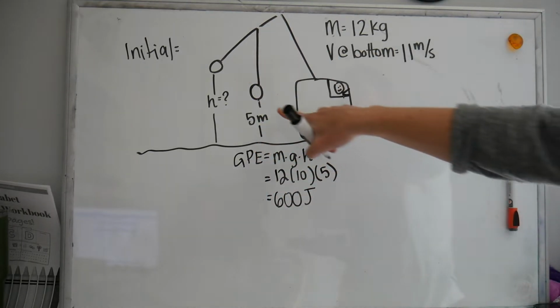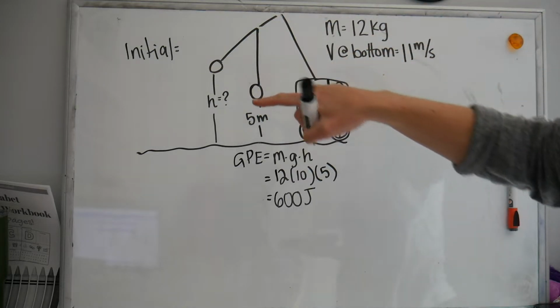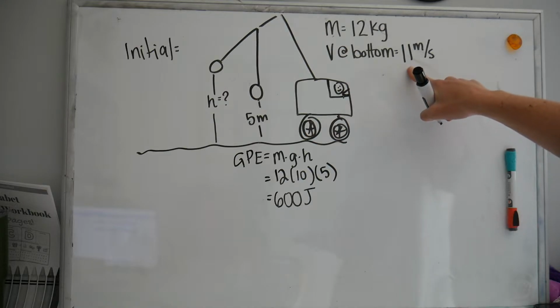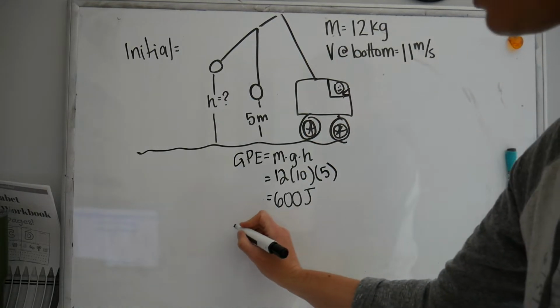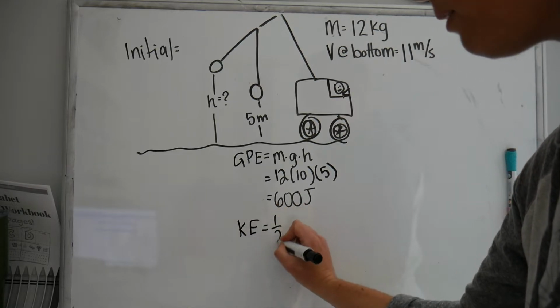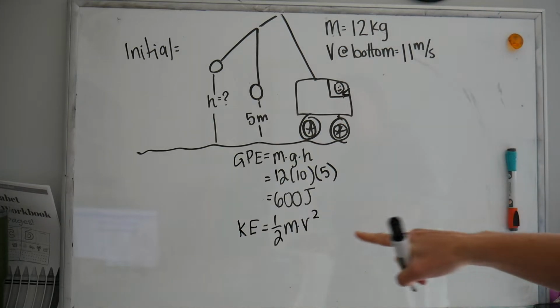But it's moving. It said at the bottom it's going to be swinging as fast as it can. If you think about a pendulum swing, at the bottom it's going as fast as it possibly can. And it has a speed of 11 meters per second. And so then I need to look at my kinetic energy, and that's 1/2 my mass times my velocity squared.